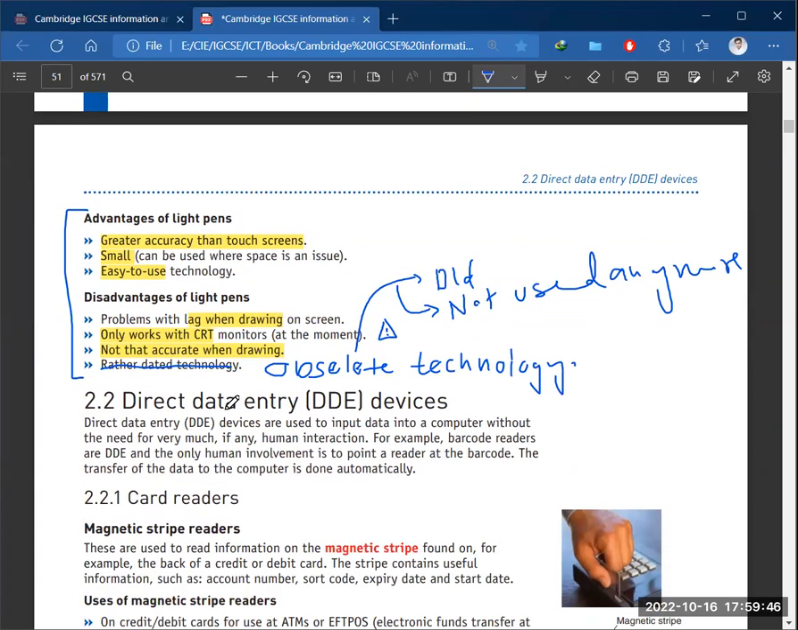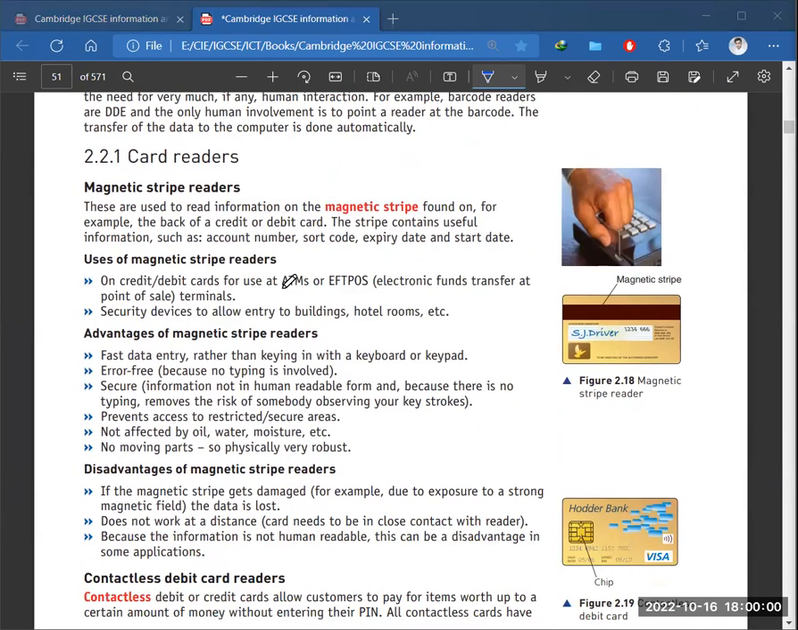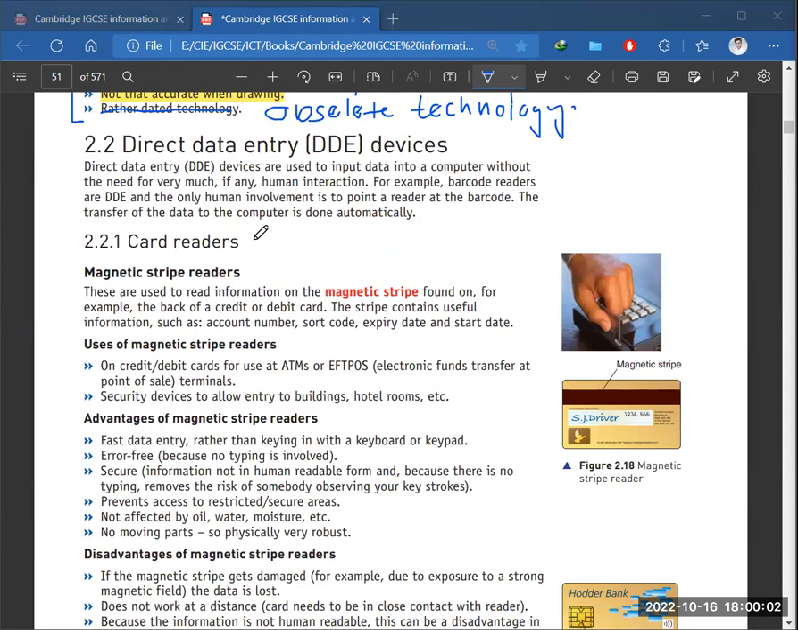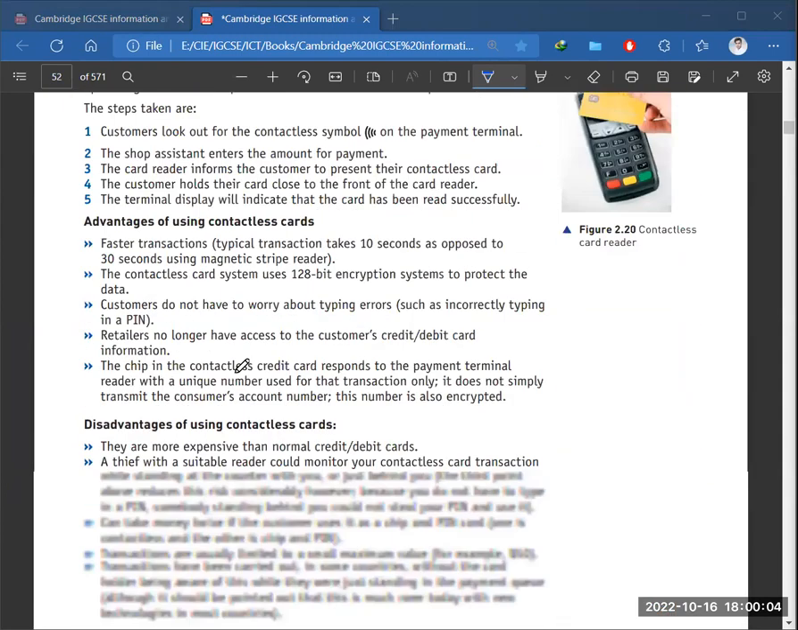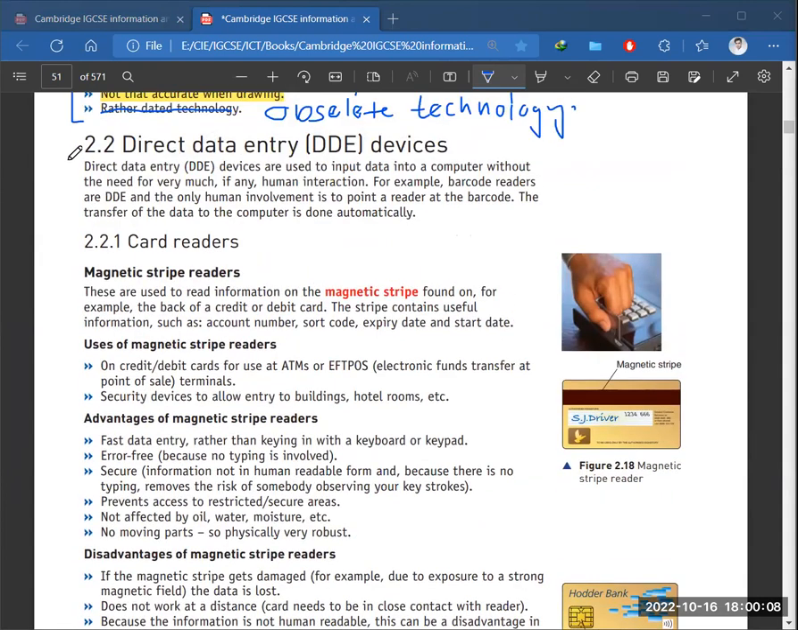Fine. Any questions? No, sir. Now the next thing, just a second. Okay, now the last. Let's finish card readers as well. We'll finish these card readers. Start reading from here. Yes, Rania.